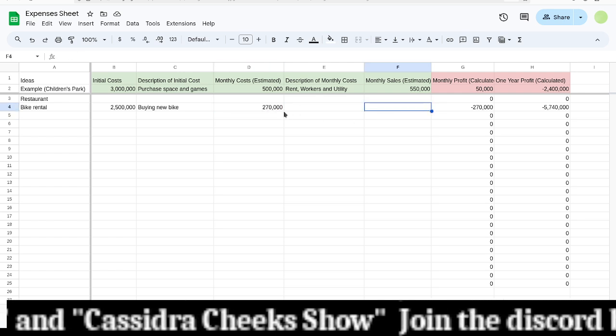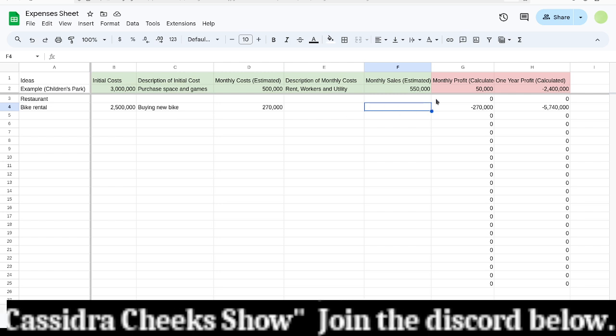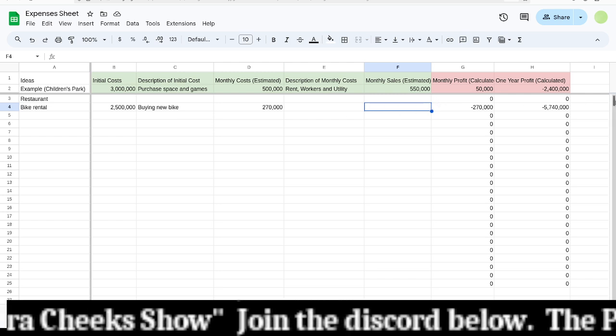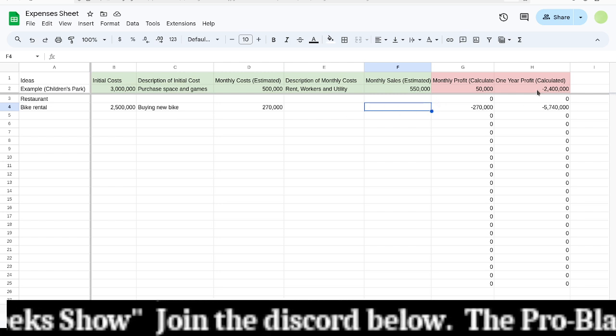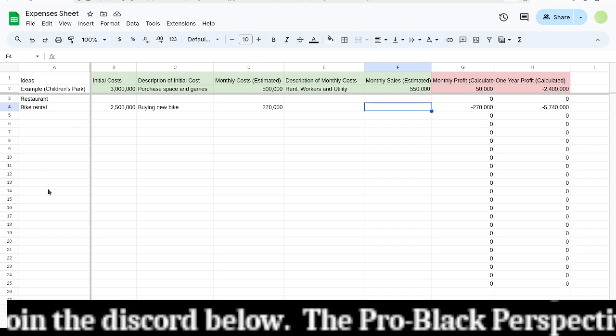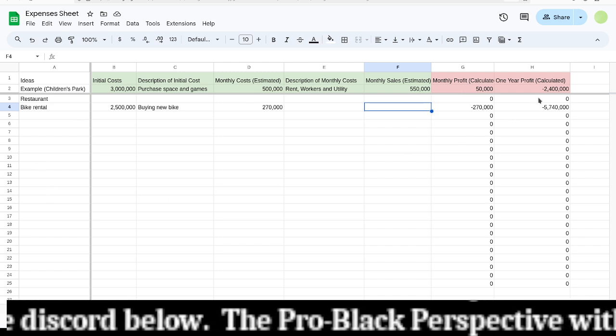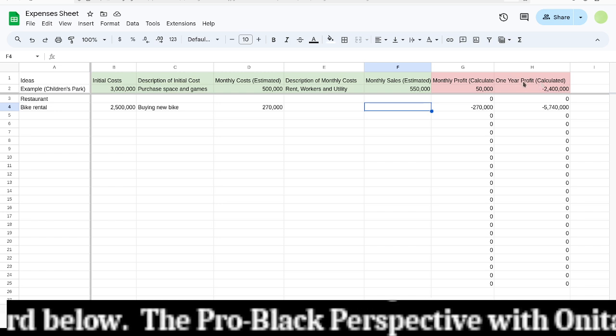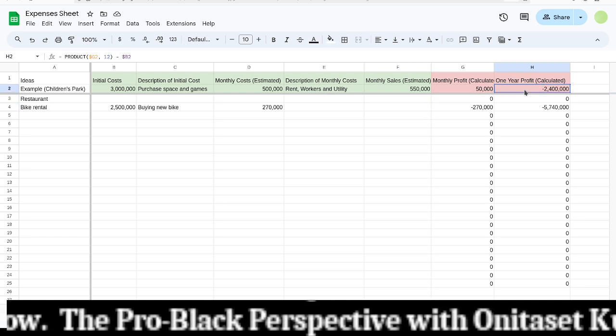The point is that you have this list, and then you make the adjustments. And it's really important to do something like this so that you can compare 10 different ideas, right? You can compare 10 different ideas. But then you have the 1 year profit. So what is the profit in 1 year?